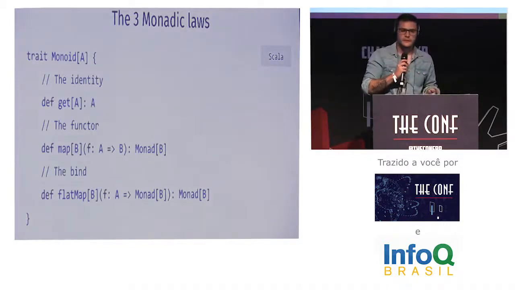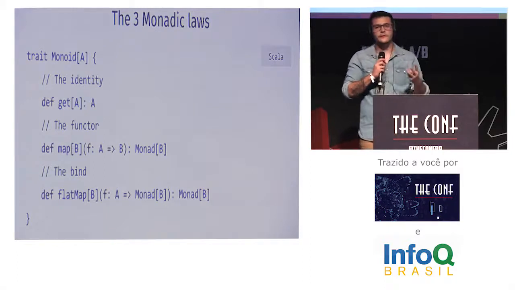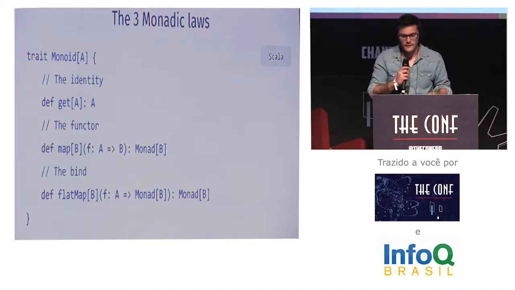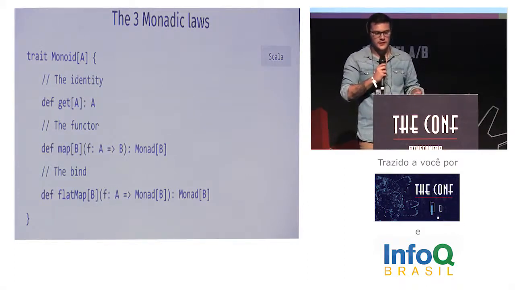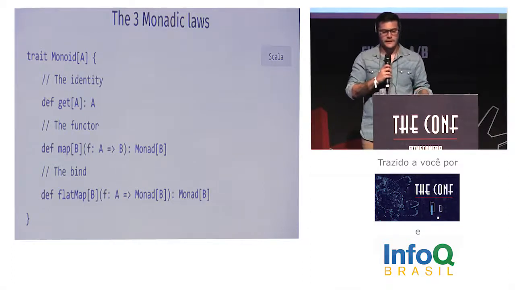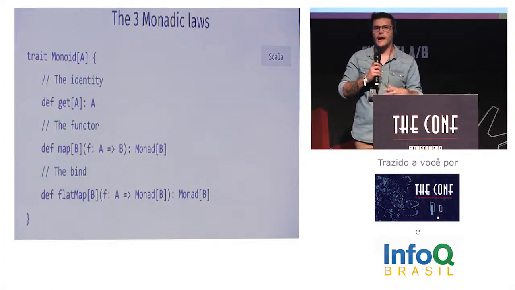In fact, all monads are defined by three little functions. The identity function that returns its value, here the get method. The functor that changes its content lazily. And the bind function that allows us to combine monads together.